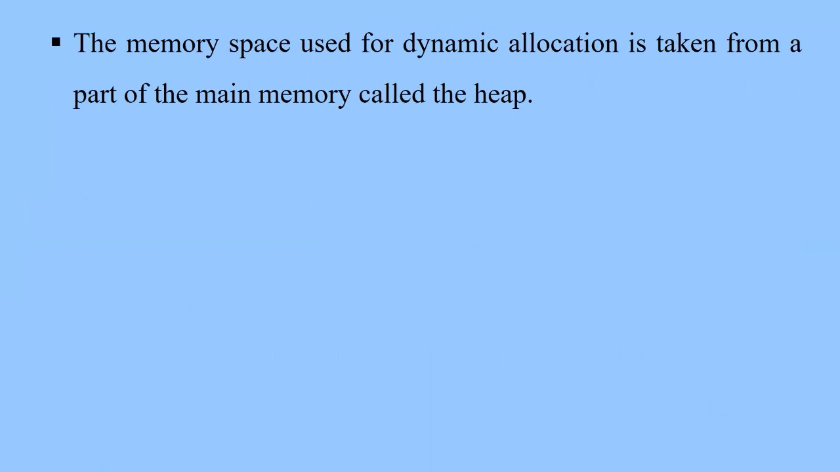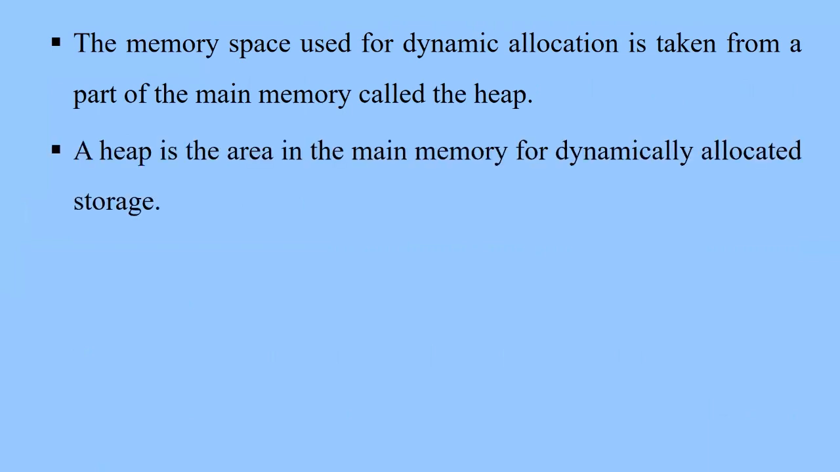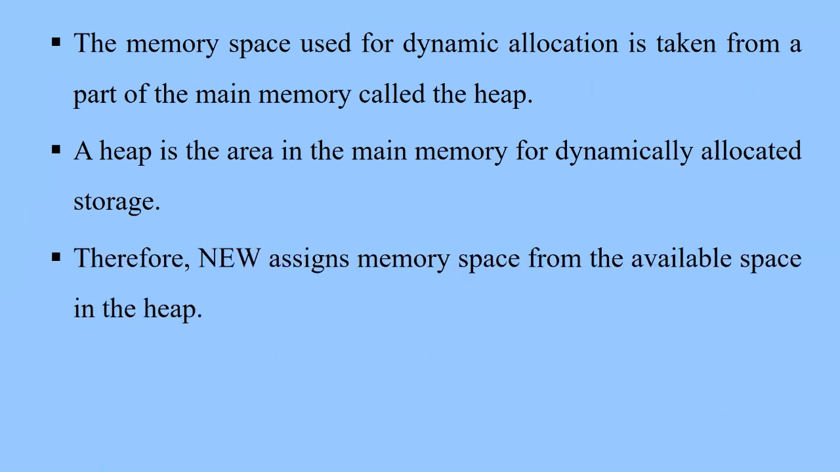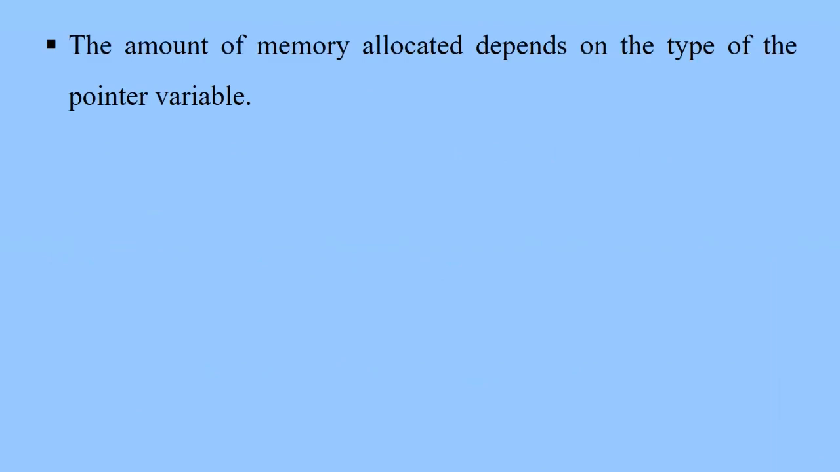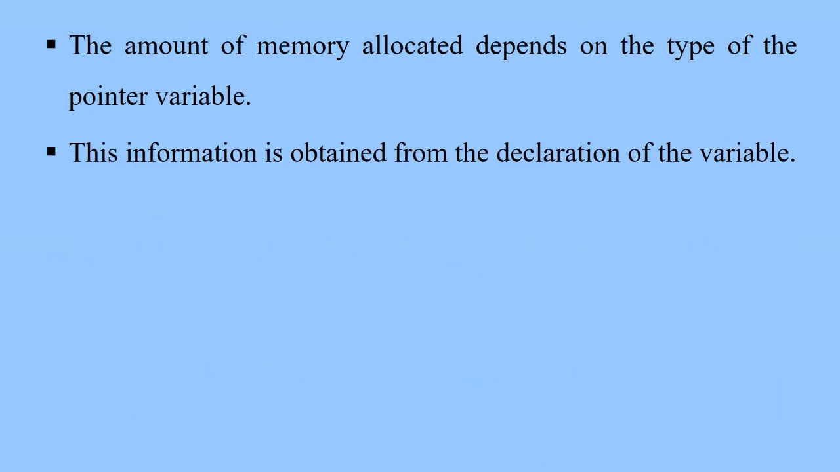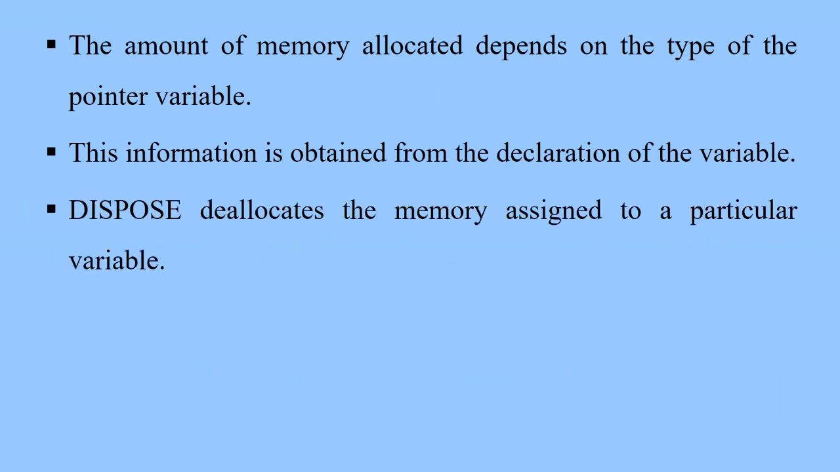The memory space used for dynamic allocation is taken from a part of the main memory, which we call the heap. A heap is the area in the main memory for dynamically allocated storage. Therefore, new assigns memory space from the available space in the heap. When there is no space in the heap for a new variable, procedure new returns nil. The amount of memory allocated depends on the type of the pointer variable. This information is obtained from the declaration of the variable.